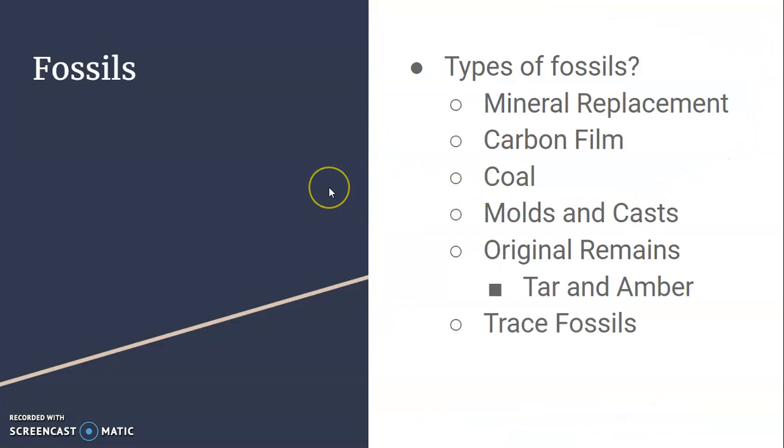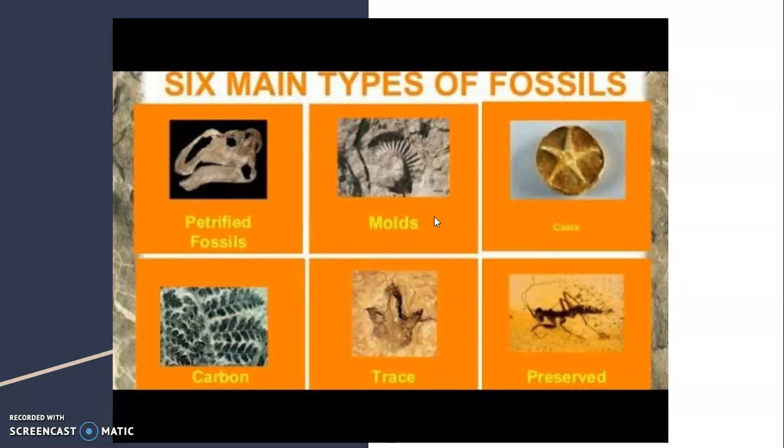All right, then we talked about fossils and the types of fossils. So fossils can be made by minerals being replaced, for example, petrification. Carbon, remember, all living things are made up of carbon, have a lot of carbon in them, so carbon can be left behind. Coal, molds and casts. Original remains could be fossilized, like in tar and amber, and also trace fossils. So poop can be fossilized, footprints can be fossilized. Things like that. So here is a picture.